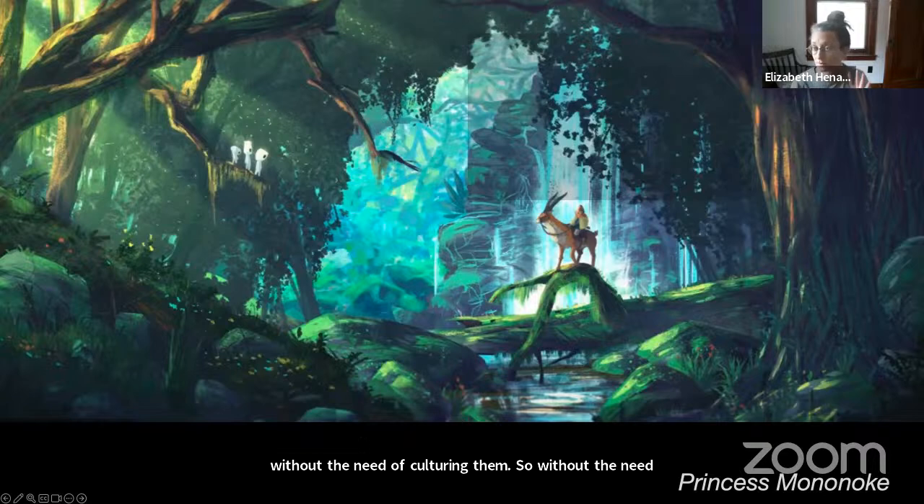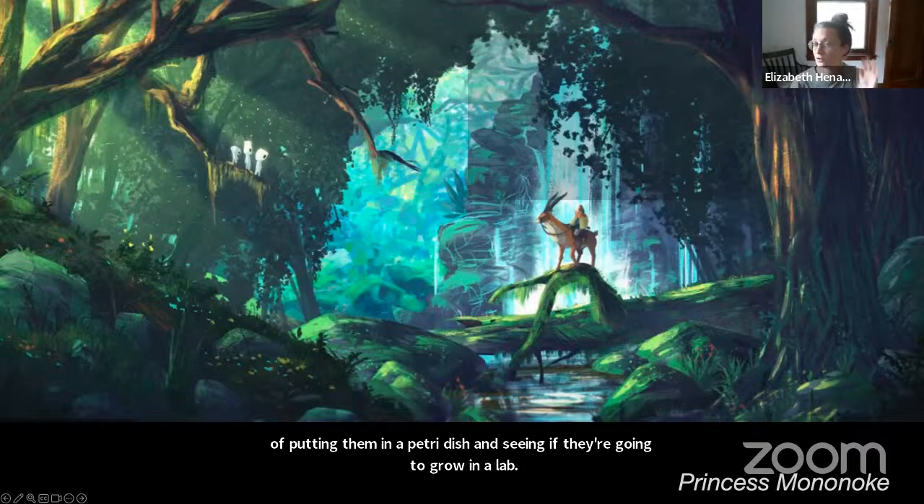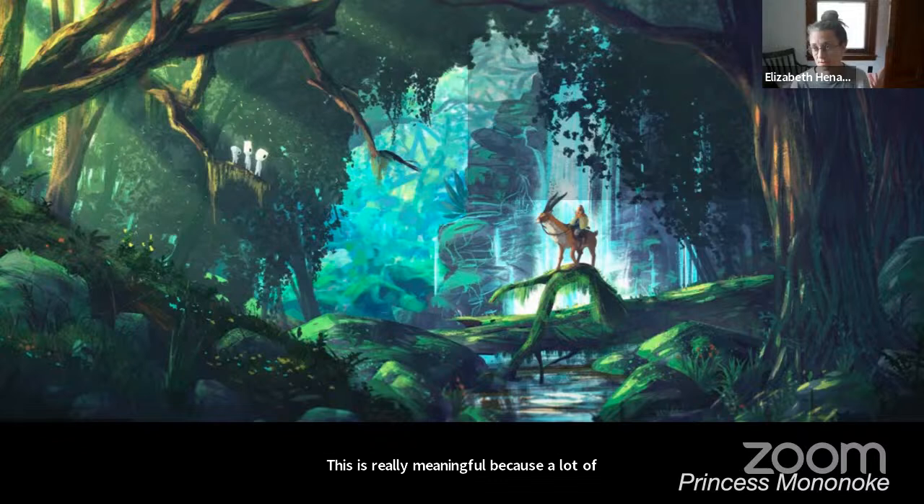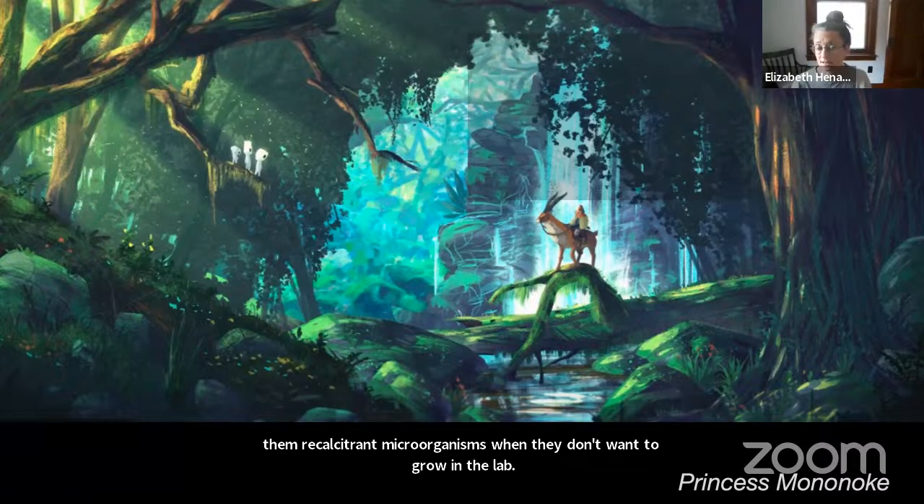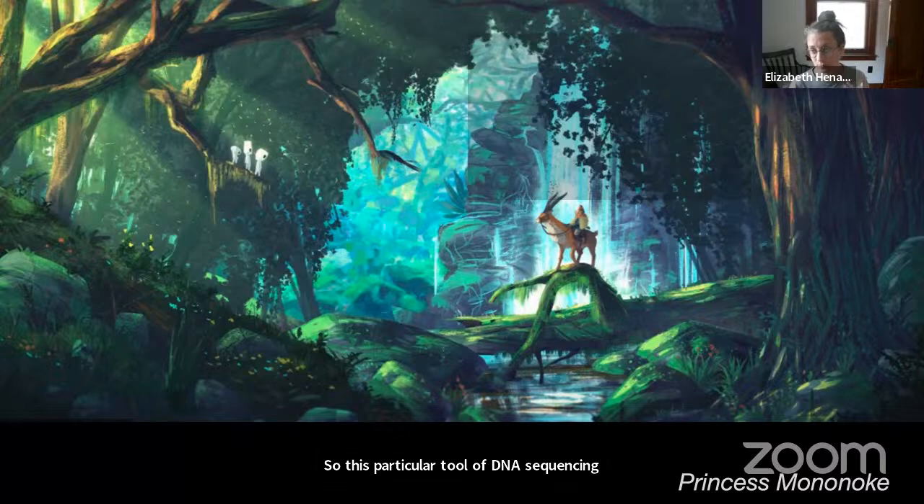This is really meaningful because a lot of microorganisms do not like to grow in a petri dish. And so that particular tool presents a certain bias, because many organisms, we call them recalcitrant microorganisms, don't want to grow in the lab. So this particular tool of DNA sequencing gives us a less biased insight into the microbial component of our environments.